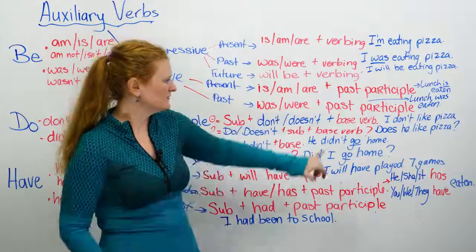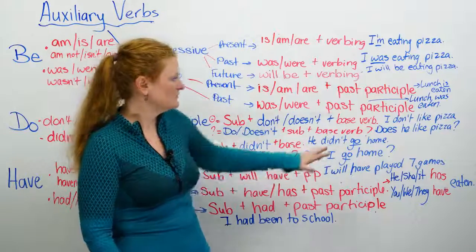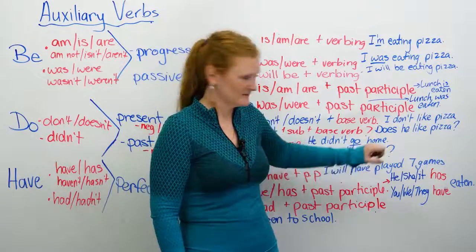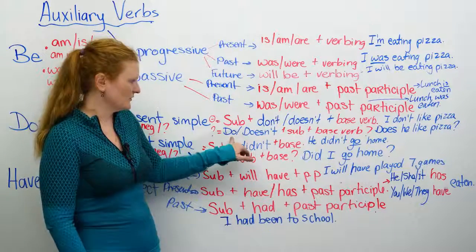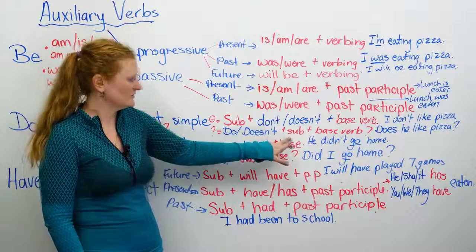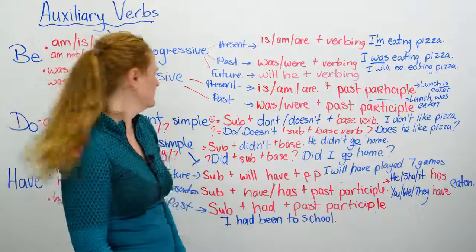And we have to be careful and use the base verb. Okay? The question would be, does he like pizza? Like a dog. If it's a question form, we put the auxiliary verb first. Do, does, subject, plus the base verb. Not the base verb, the base verb.